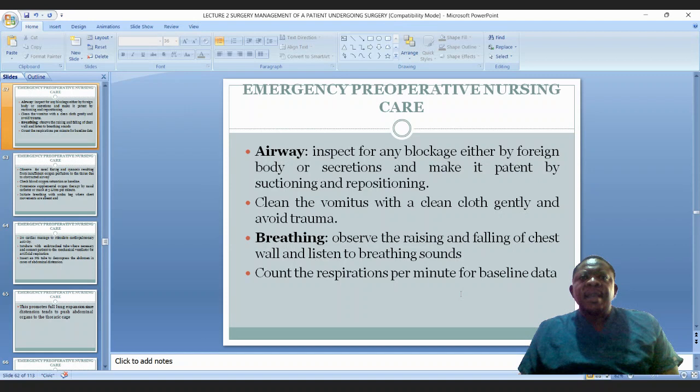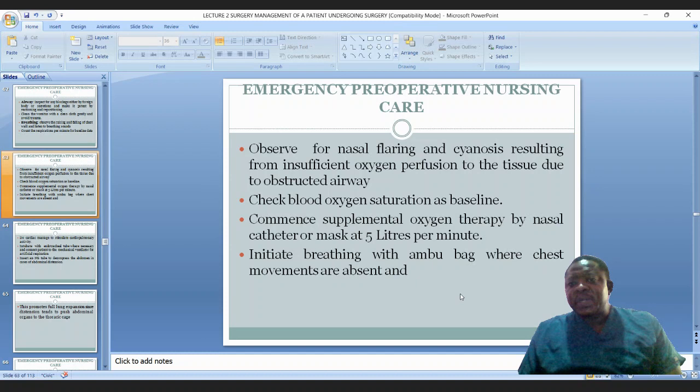Then breathing, in the ABC, within your framework of resuscitation, you take care of breathing. With breathing, observe the rising and falling of the chest wall and listen to breathing sounds. You can count the respiration per minute for baseline data. Observe the nasal flaring and cyanosis resulting from insufficient oxygen perfusion to the tissue due to obstructed airway. Check blood oxygen saturation as baseline and also commence supplemental oxygen therapy by nasal catheter or mask at 5 liters per minute for an adult.